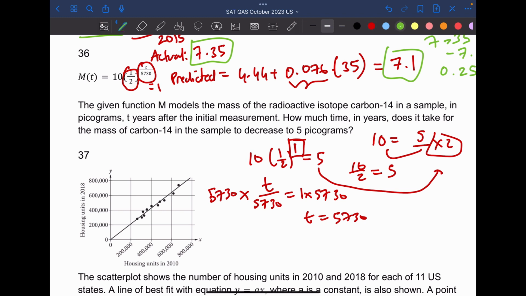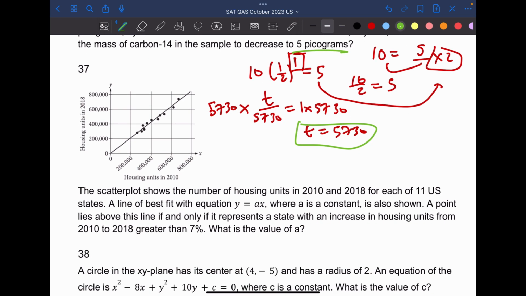Once again, this makes sense because if this is the value of t, you plug it into the equation that we have here. This will give you an exponent of 1. This would make it so that this is equal to 10 times 1/2, which will give you 5, which is the number of picograms that we have left in the sample. Okay, that's pretty much it.